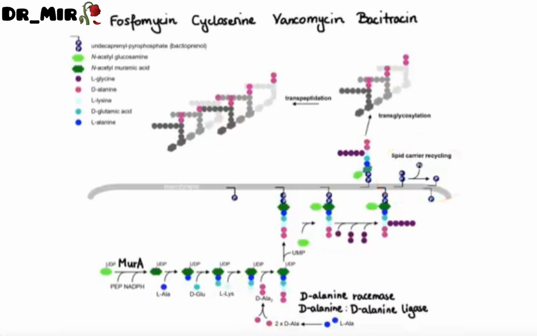So now let's go back to our 4 antibiotics and let's examine how they disrupt this cell wall synthesis machinery, starting with fosfomycin. So fosfomycin acts in the first cytoplasmic step of the cell wall synthesis by irreversibly inhibiting MurA enzyme. This in turn prevents the formation of peptidoglycan precursor and eventually leads to bacterial cell death.